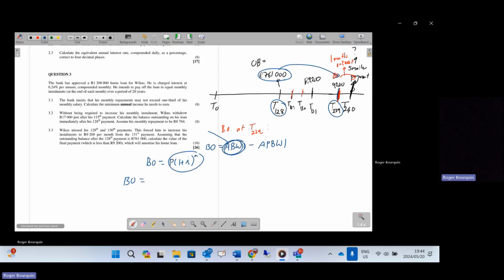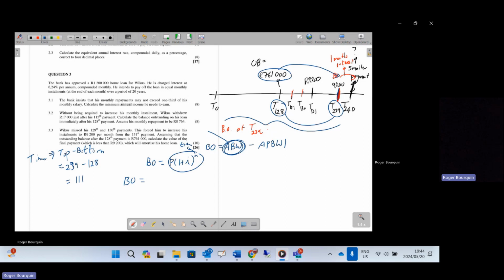The amount of time that the money collects interest for is always going to be the top number minus the bottom number. This has been collecting interest for 239 minus 128, which gives us an answer of 111. So that lump sum collected interest for 111 months, and that is going to be n in this formula.